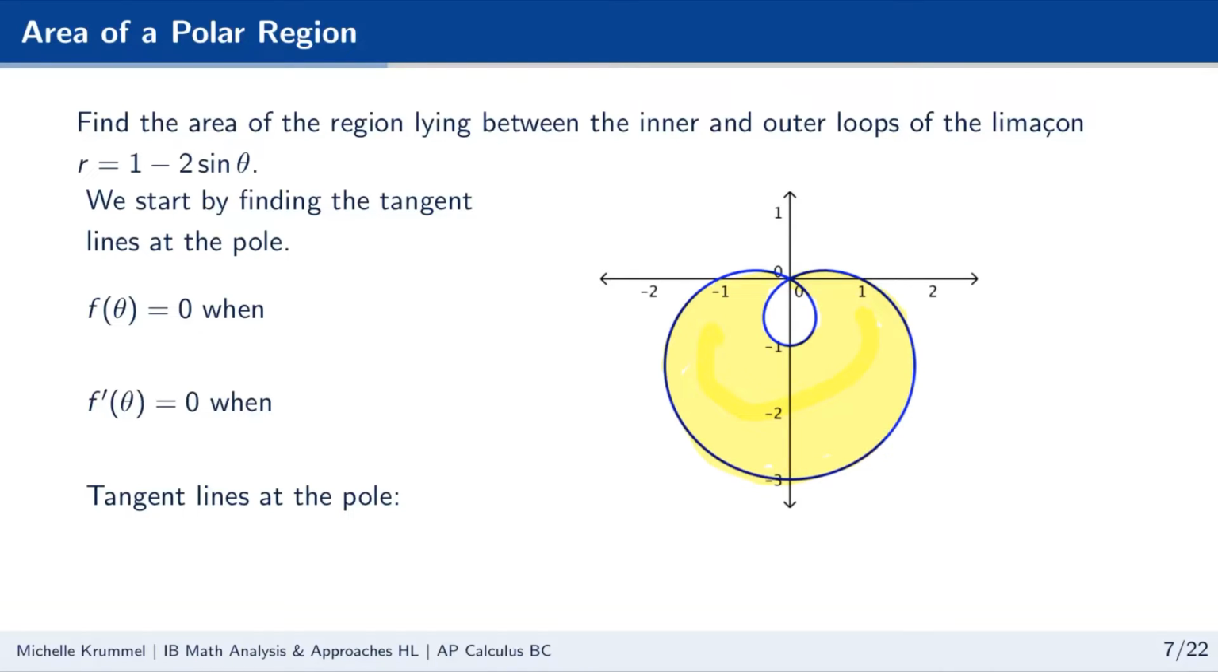We should start by finding tangent lines at the pole. So just looking at the graph here, if I'm trying to visualize, where does the graph pass through the pole? What would tangent lines look like right there? So it seems to me that there would be a tangent line here on that side, and then also one on this side. So that's what I'm expecting to find when I set r equal to 0 and solve for theta. Let's see what happens. So we want to let 1 minus 2 sine theta equals 0.